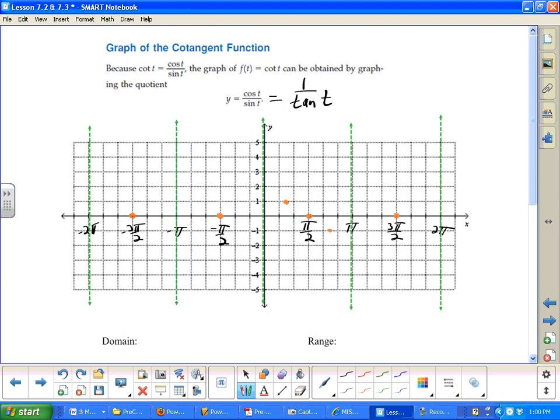And so this graph for cotangent is going to look like this. So it's very similar to tangent, except it actually goes the other direction. These are ones that are at pi over 4, all of the pi over 4s.